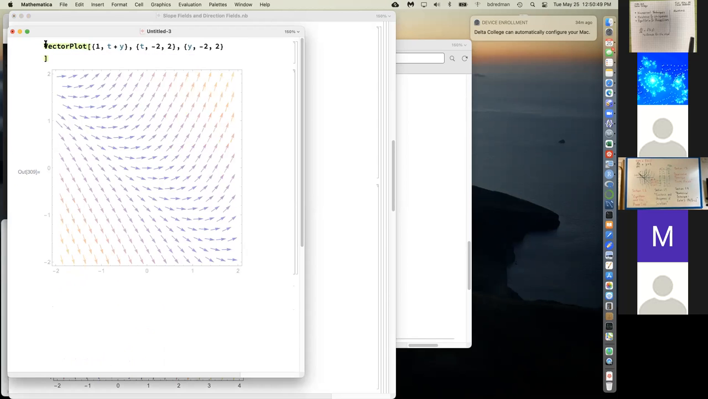Let me try something else. Let's call this VectorPlot a variable called field.